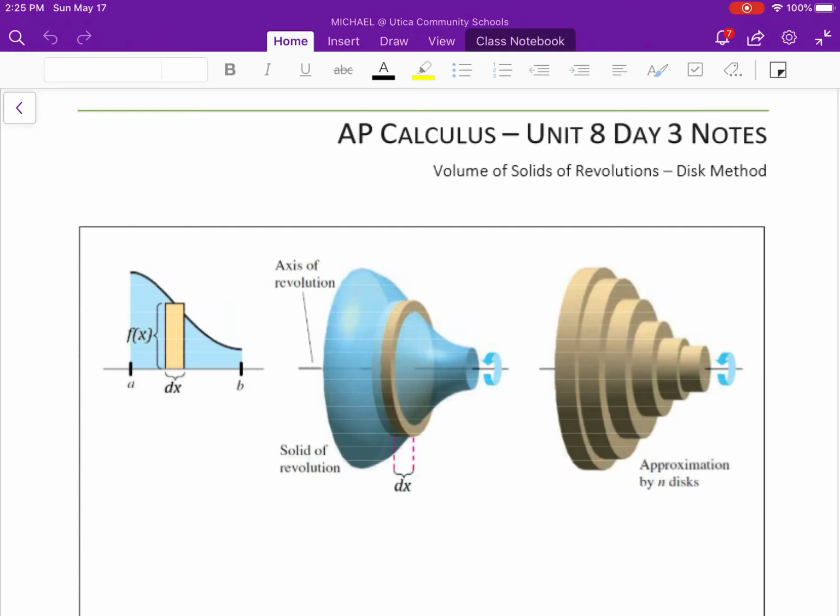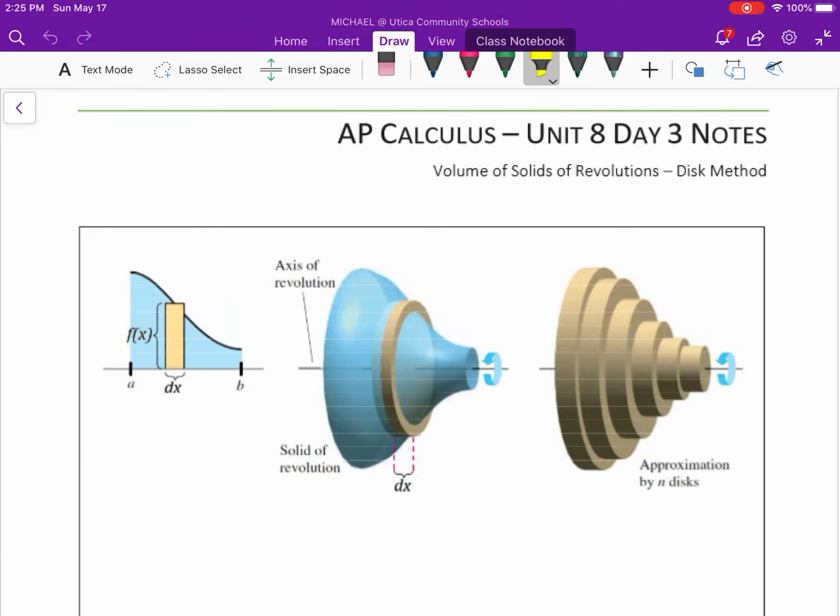Okay, so for Unit 8, Day 3, we're going to be looking at volume of solids of revolution. Just a recap from last week, we were looking at area under the curve. So if this is our function and we wanted area under the curve, you would take the integral from a to b of that function, and that would give you the area under that curve.